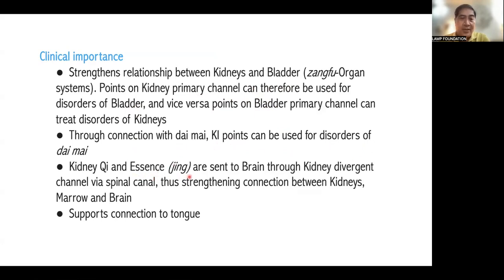Kidney chi and essence are sent to the brain through the kidney divergent channel via the spinal canal. So this strengthens the connection between kidneys, marrow, and brain. So it supports connection to the tongue.